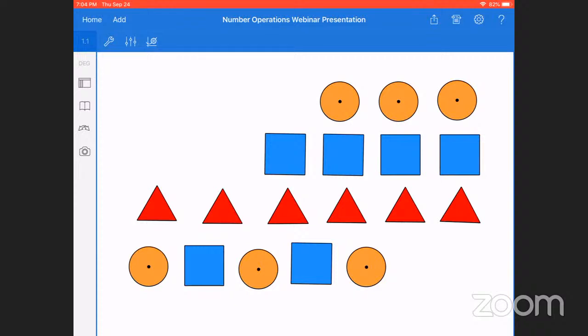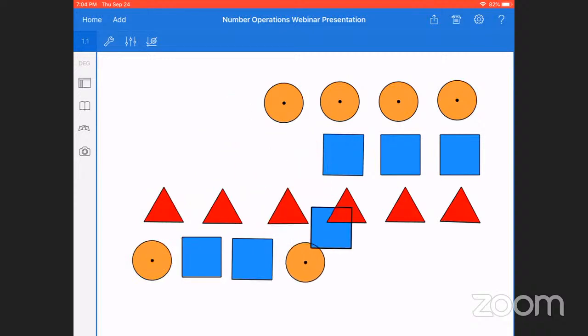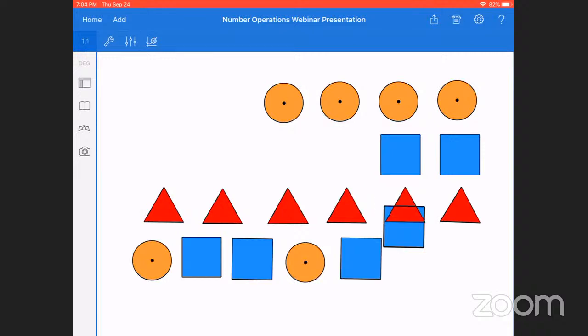And I would try another one with them. And to put those shapes back, the fastest way to do it is to just hit the undo button on the left side of your iPad screen. And that moves them back to their original position. And then I would give them another pattern. So I'm going to move the circle, the square, and then another circle, and square, and square. And I would ask them to identify this pattern.